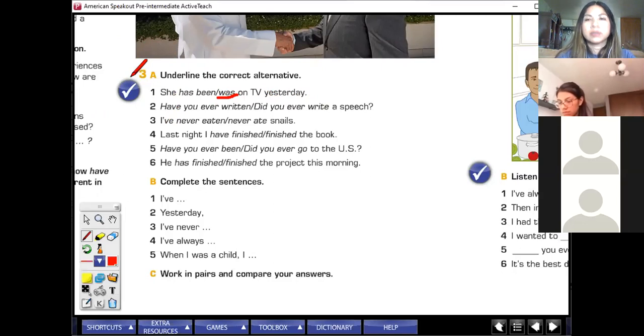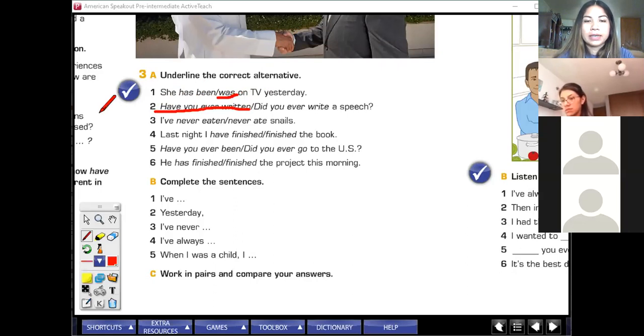Have you ever write a speech? But here is written. Did you ever? Have you ever written? Did? Have you ever did? You ever? Have you ever written? Esto es presente perfecto. ¿En cuál de los usos de presente perfecto tenemos esto? ¿Alguna vez has escrito un discurso? ¿Qué sería? Presente pasado.